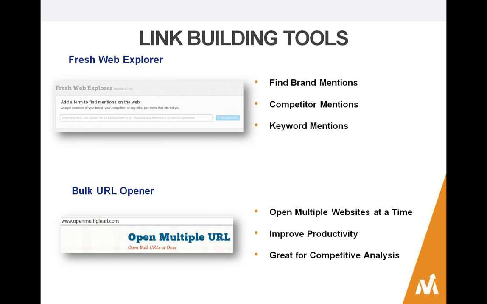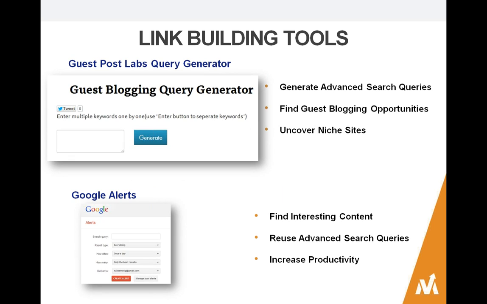So a couple more link building tools. Fresh Web Explorer will help you find brand mentions, competitor mentions, and keyword mentions. Bulk URL Opener is a really good productivity tool. We use that quite often when we're trying to open multiple websites at one time. A couple more good tools are Guest Post Labs Query Generator. It will actually do advanced queries that will help you find guest blogging opportunities, and it will help you uncover niche sites that relate back to you.